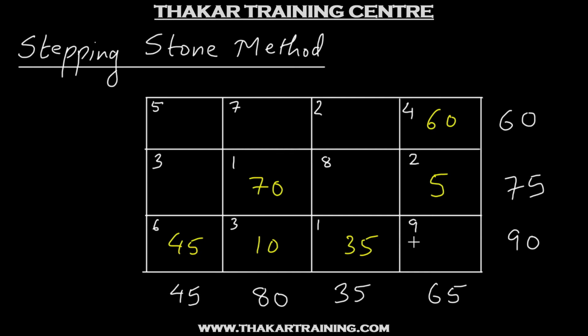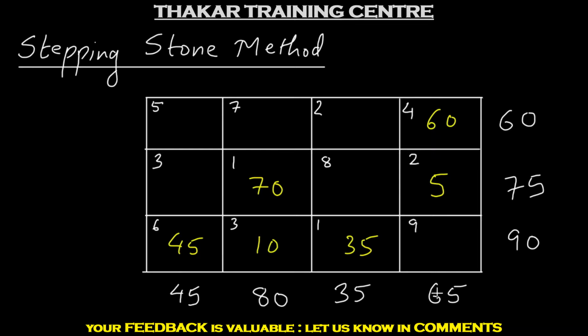Let's quickly verify that this is a feasible solution. So we have for the first source 60, for the second source 75, for the third source we have 45 plus 10 plus 35, that is 90. For the first destination we have 45, second destination we have 80, third destination 35 and fourth destination 65. So all the rim conditions are satisfied, and as you can see the non-negativity condition is also satisfied. So this is a feasible solution.